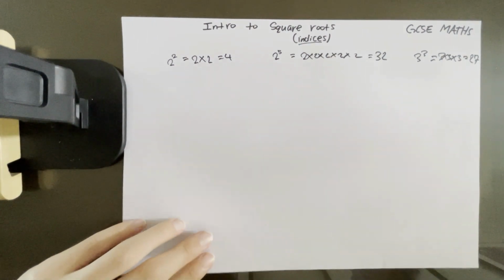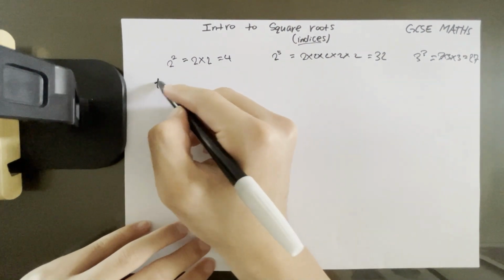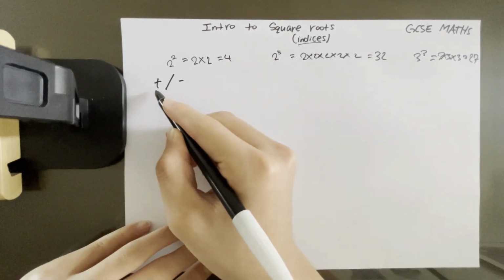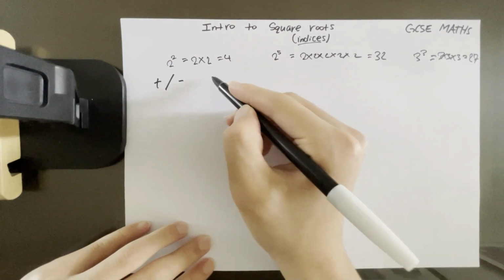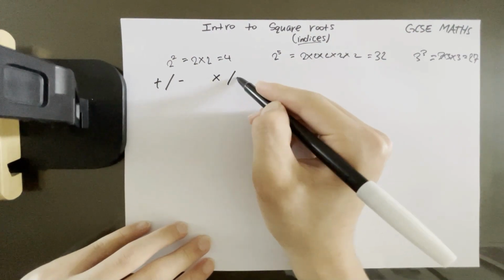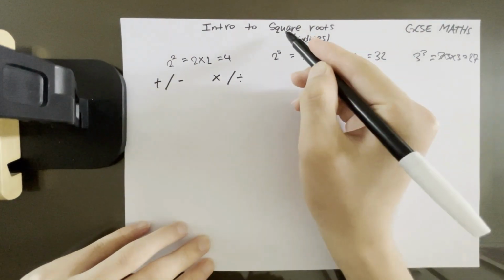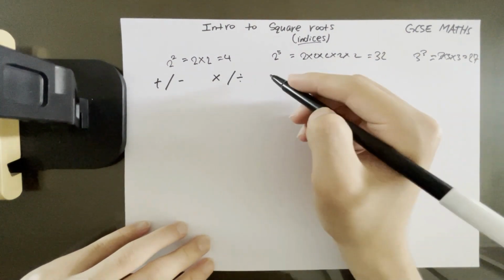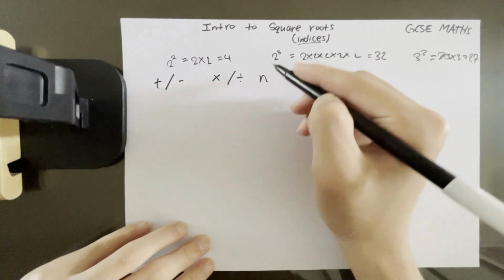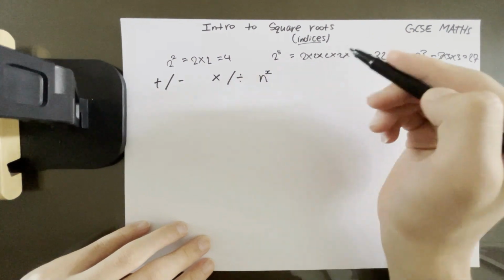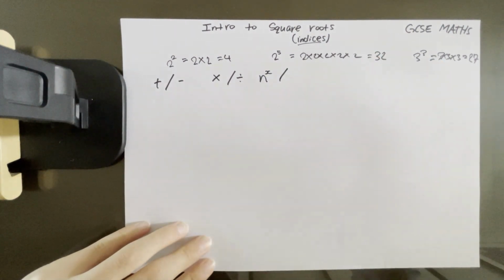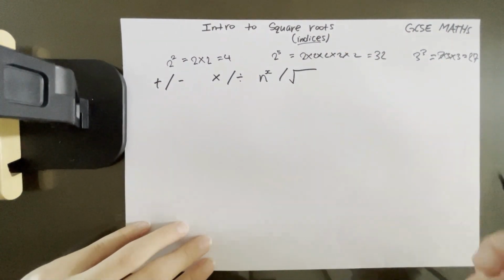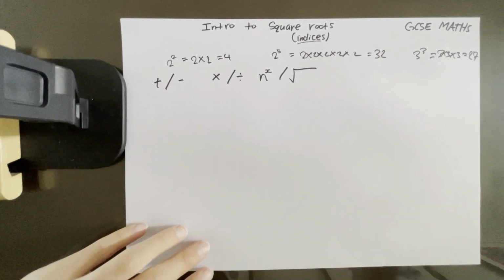So these are indices. Now, you know how there's plus and minus? You can reverse adding a number by minusing it. You can reverse multiplication by dividing it, right? We can reverse indices, squaring a number or cubing a number, etc. You can reverse it using roots, square roots. Now, what exactly are square roots then?